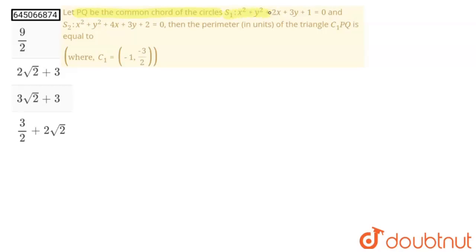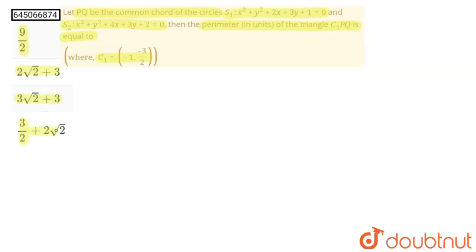Hello students, here the question is: let PQ be the common chord of the circle S1 equals x square plus y square plus 2x plus 3y plus 1 equals 0 and S2 equals this. Then the perimeter of the triangle C1PQ is equal to, and C1 is this, and these are our four options. We have to say which of the following options is correct.